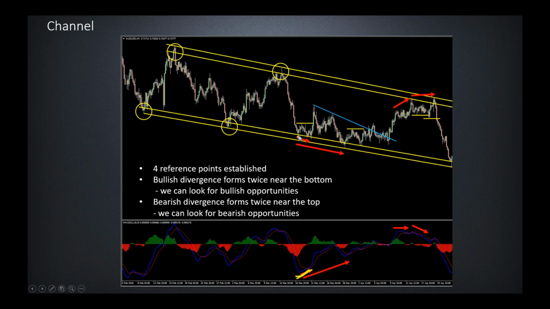Divergence forms on the MAs, false breaks 2 in a row. Now we're already inside this buffer zone. What do we do? We look for entries. Where could be our entry? That was the last false break.